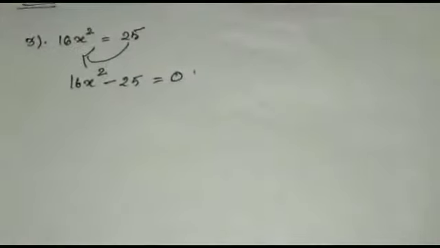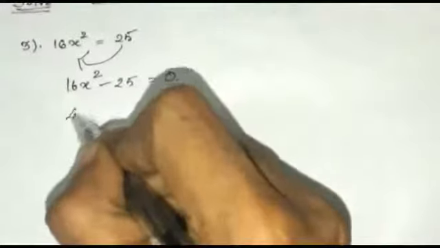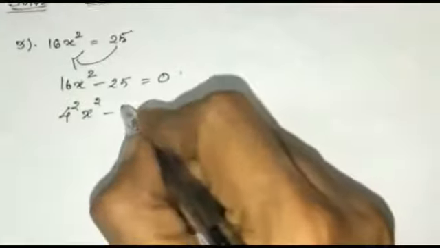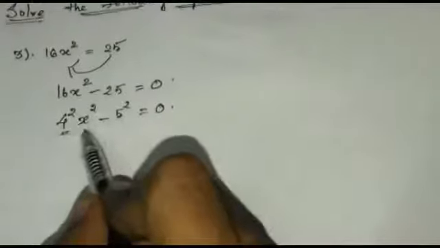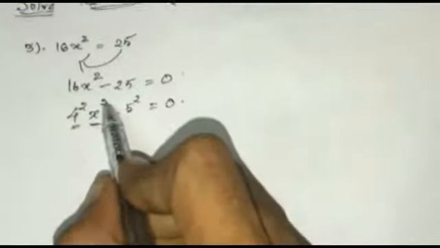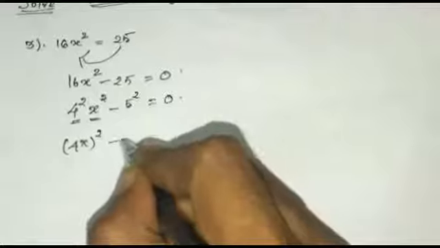And what about your first term, 16x square? 16 is a perfect square, and this 16 can be written as 4 square times x square. 25 is also a perfect square. 25 we can write in the form of 5 square is equal to 0. And now we have 4 square and x square here, both with a square. By the exponent rule we can take this power commonly. So this can be written as 4x the whole square minus 5 square is equal to 0.